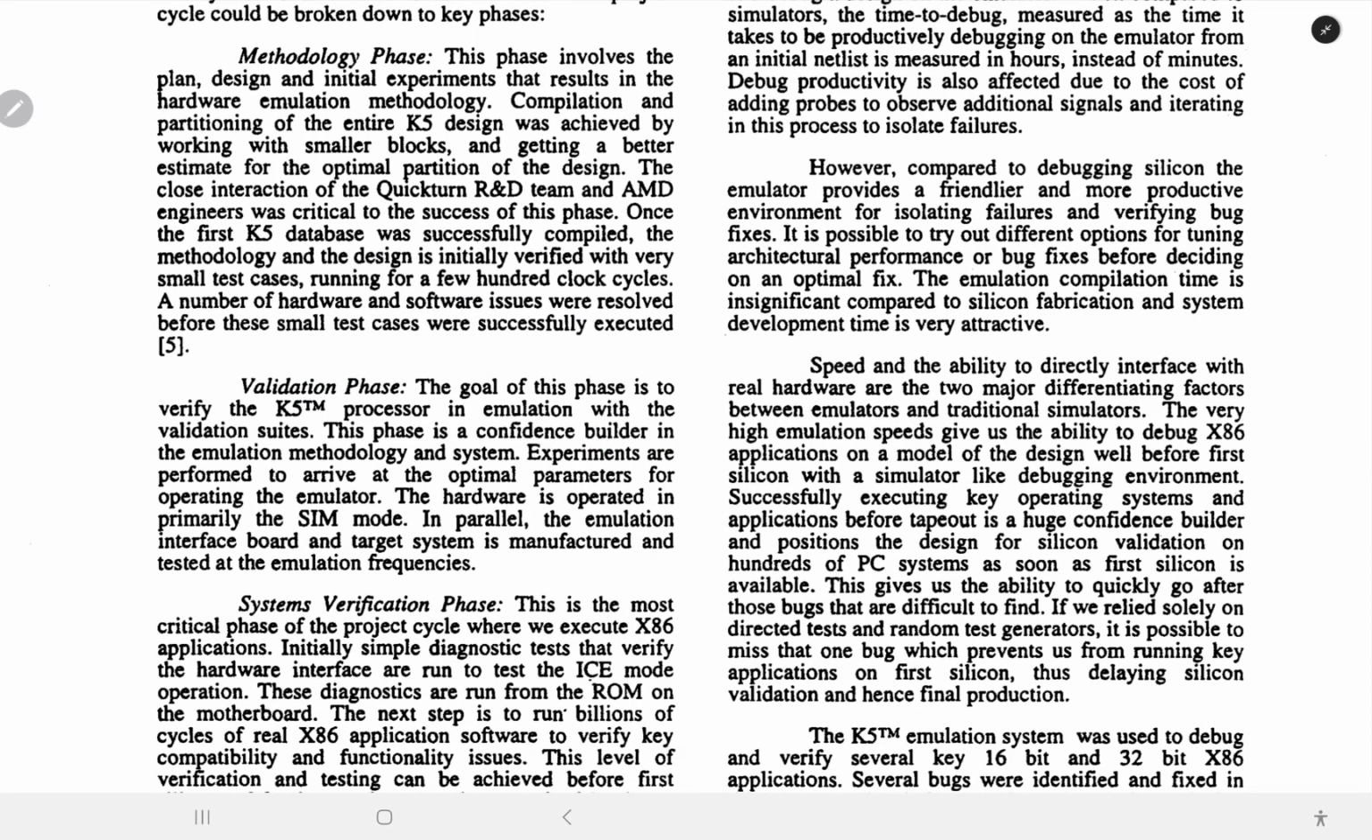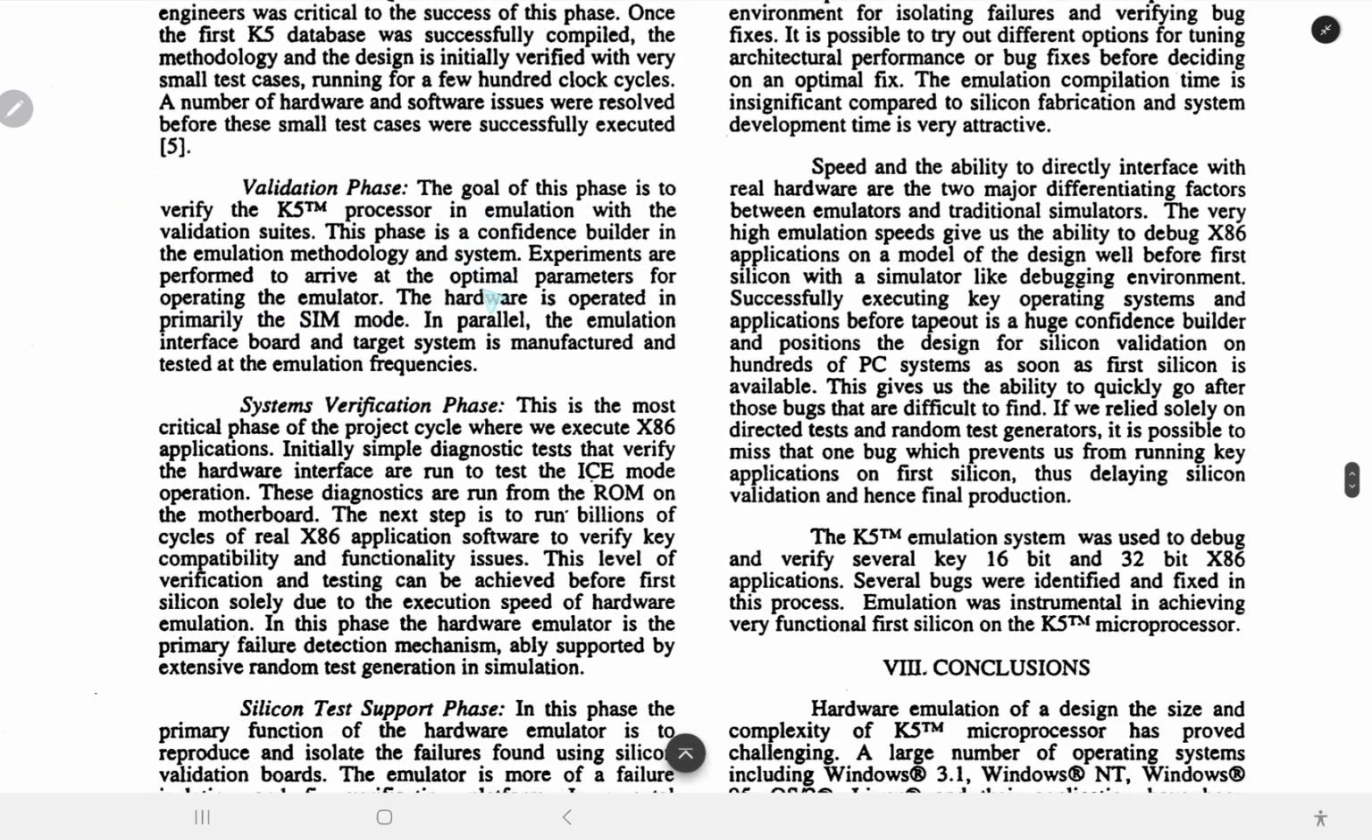Validation phase. The goal of this phase is to verify the K5 design in emulation with the verification and validation suites. This phase is a confidence builder in the emulation methodology and system. Experiments are performed to arrive at the optimal parameters for operating the emulator. The hardware is operated primarily in the SIM mode. In parallel, the emulation interface board and a target system are manufactured and tested at the emulation frequencies.